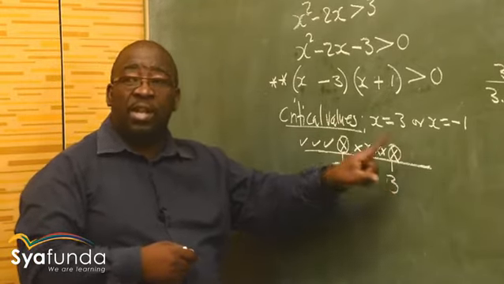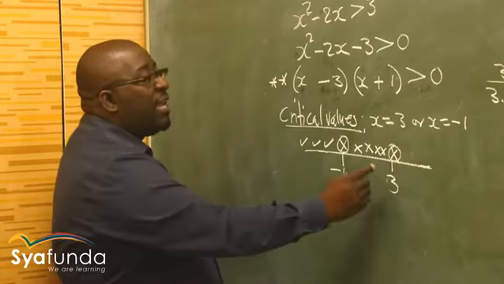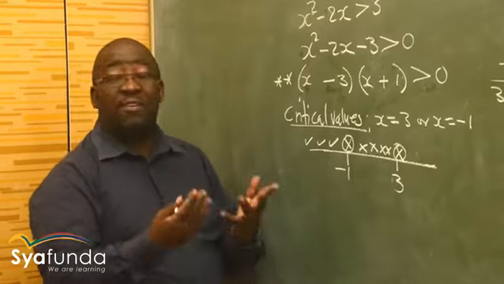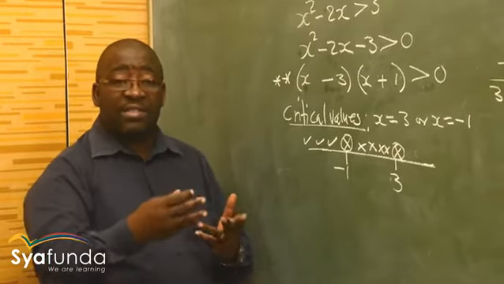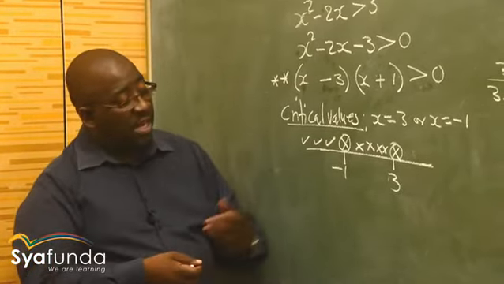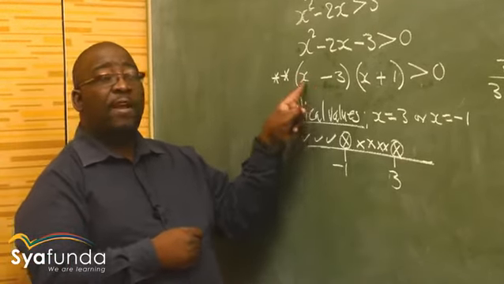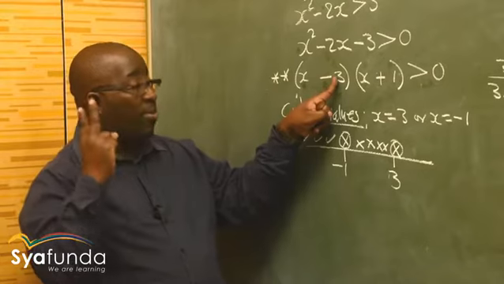We don't have the solution yet. Let us prove that. If we take numbers that are above 3, let's check them. If we take 5, for example, or 4, or 6, or 20, let's take 5. Let's say 5 minus 3. 5 minus 3 is 2, which is positive.